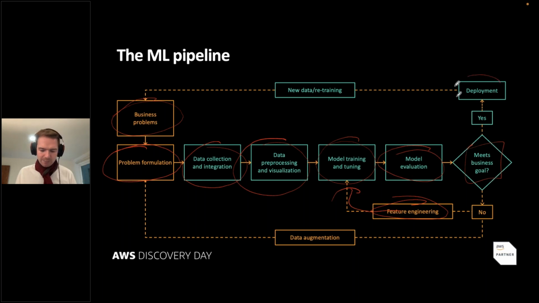And then when we're happy, we can deploy the model, so we can use our model not only on the data that we've already had, the data that we've used for training, but we can use it on new data. So we can actually keep using the model in real life.